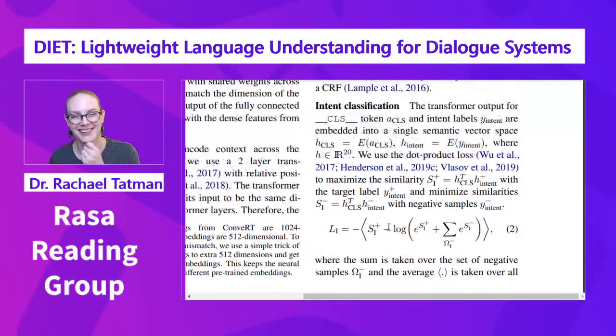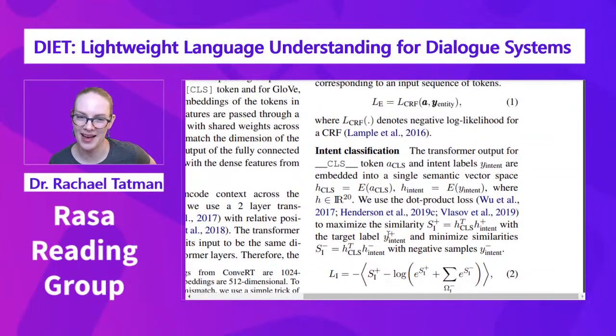All right, time to read more math. Intent classification. The transformer output for the CLS token, alpha CLS, and the intent label, Y intent, are embedded in a single semantic vector space.